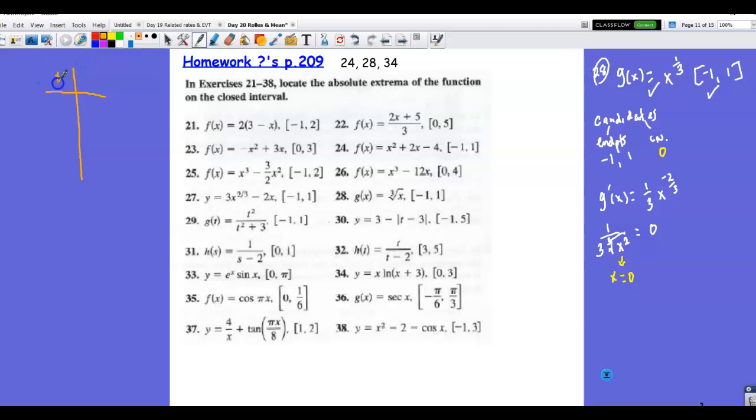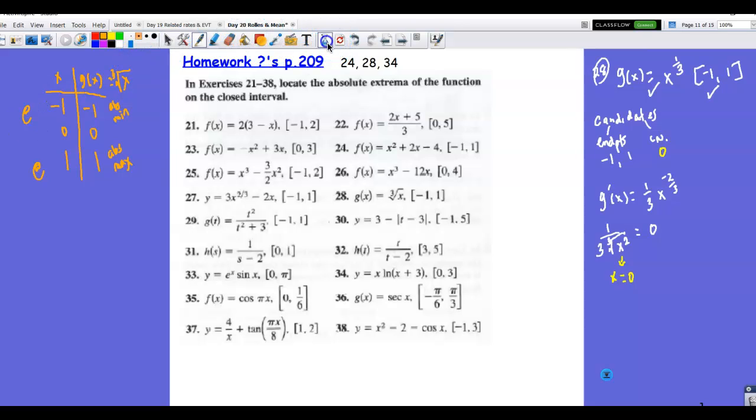So I have my x values and my output g of x, substitute into the original function. -1 is an endpoint, 0 is a critical number, 1 is an endpoint, and I'm going to be substituting. Remember, our original function is the cube root of x. Cube root of -1 is -1, cube root of 0 is 0, cube root of 1 is 1. So my absolute max is 1. It occurs at x equal to 1. My absolute min is -1, and it occurs at x equal to -1.